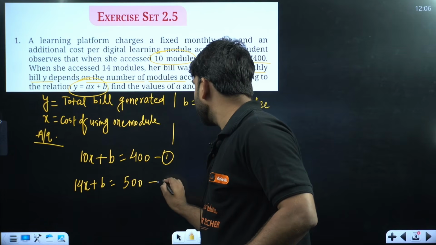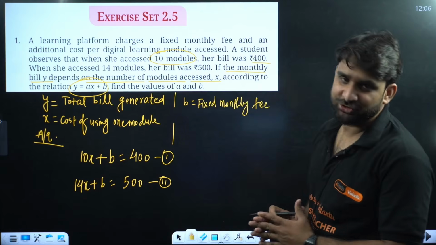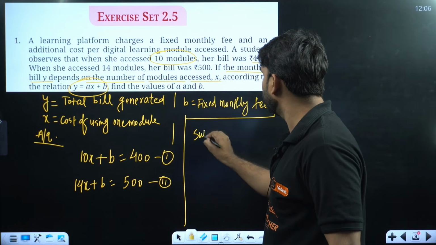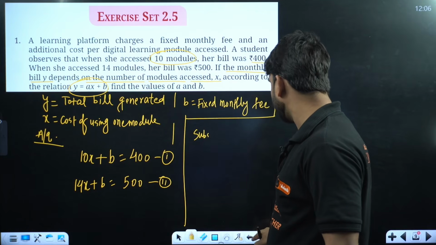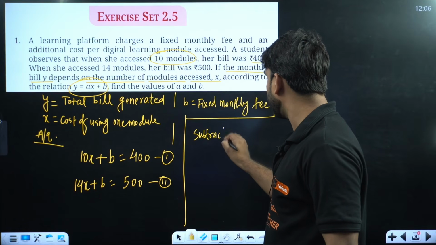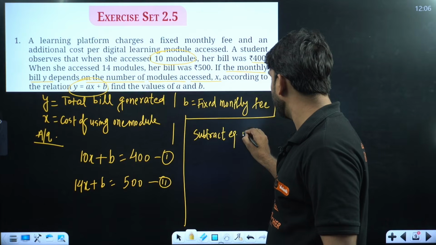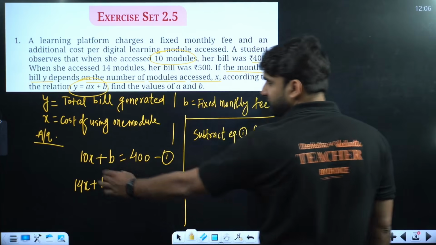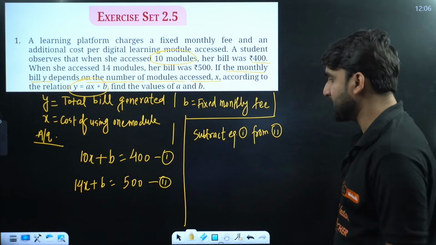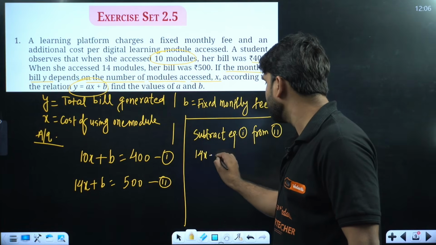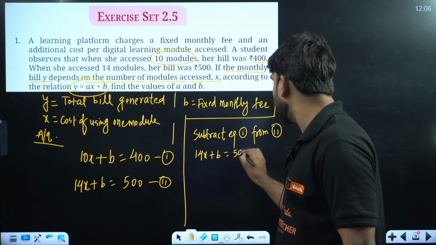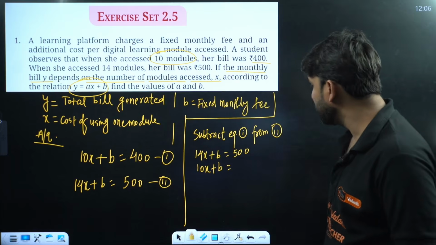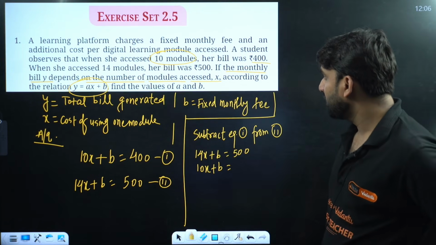We have two equations, equation number 1 and equation number 2. So let's do one thing: subtract equation number 1 from equation number 2. I decided this because 10x is smaller than 14x. So this will be 14x plus b is equal to 500, and here this is 10x plus b is equal to 400.